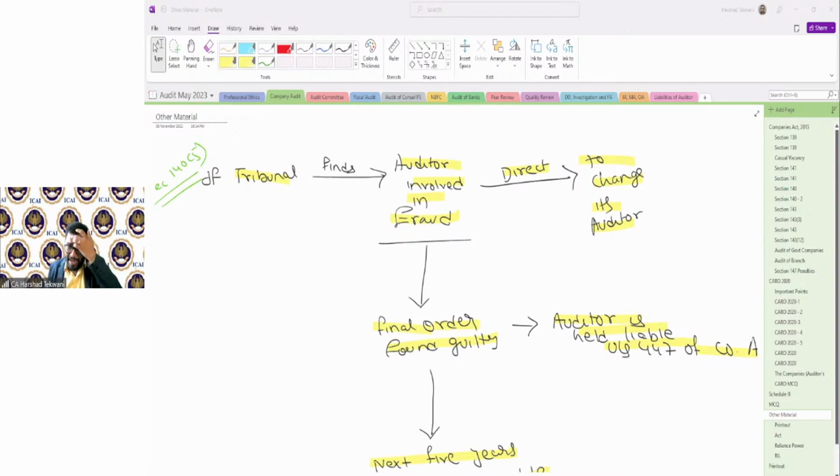So basically, public interest entities are the entities where the public is heavily interested, or that company deals in a large amount with the public.